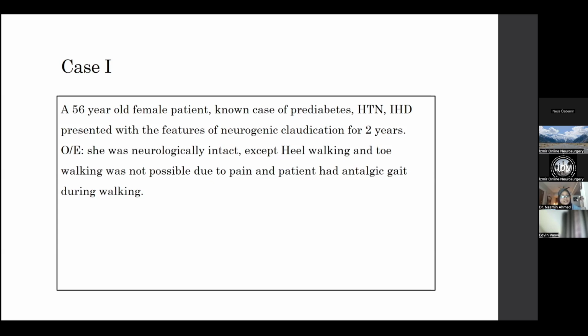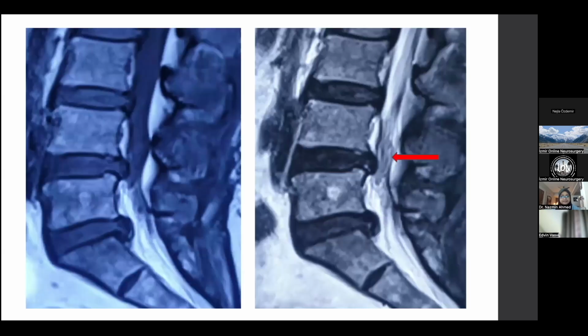My first case is a 56-year-old female patient. It's a known case of pre-diabetes, hypertension, and ischemic heart disease, presenting with features of neurogenic claudication for 2 years. On examination, I found that she was neurologically intact, except heel walking and toe walking were not possible due to pain, and the patient exhibited a classical antalgic gait during walking.